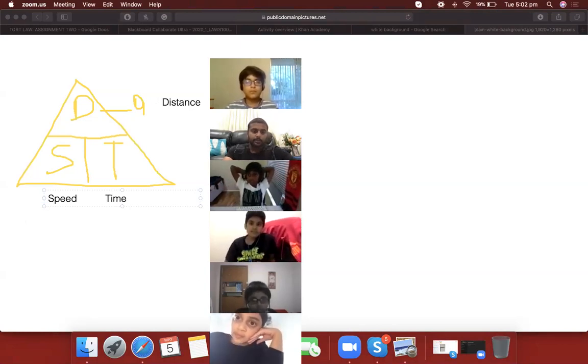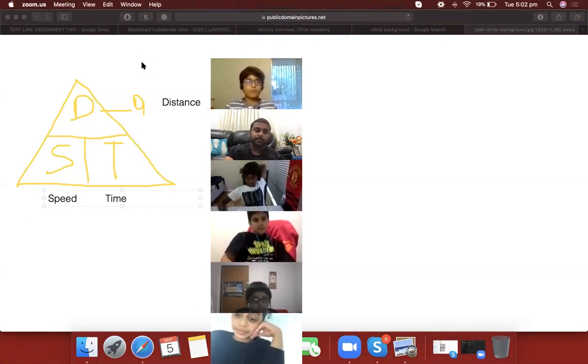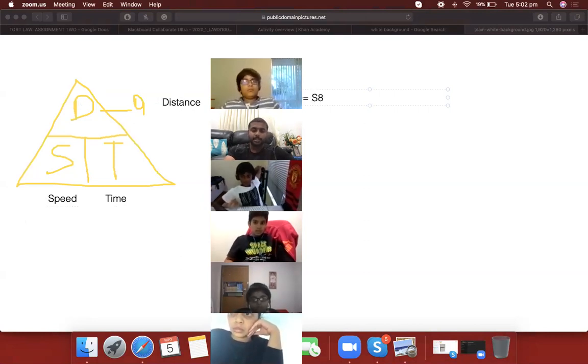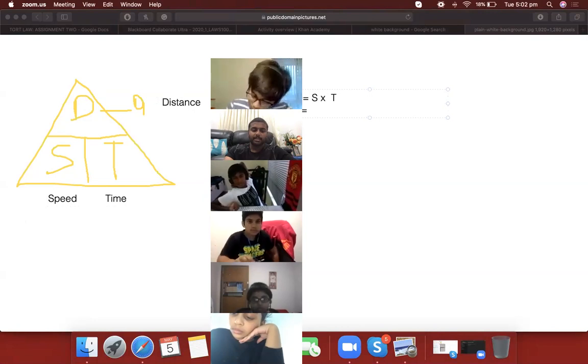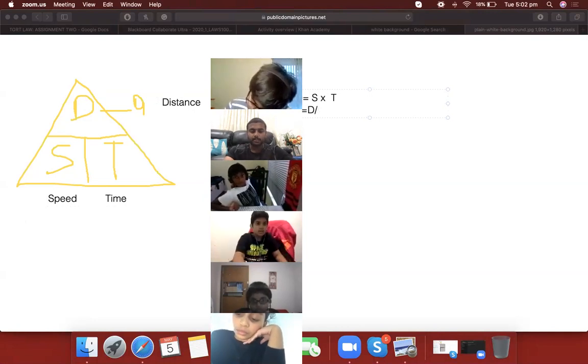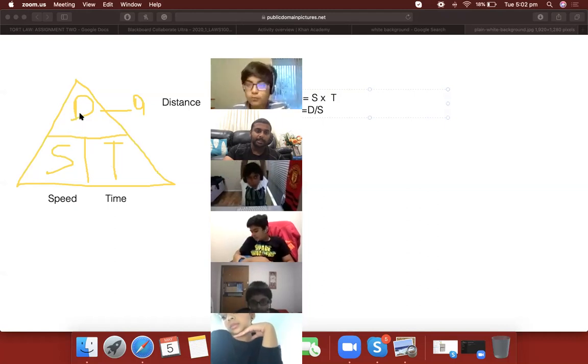All right, awesome. So this triangle helps you figure out how to do different equations, okay? You find distance by multiplying speed and time. You find time by distance divided by speed. So you find time by getting distance divided by speed. You get distance by multiplying speed and time.